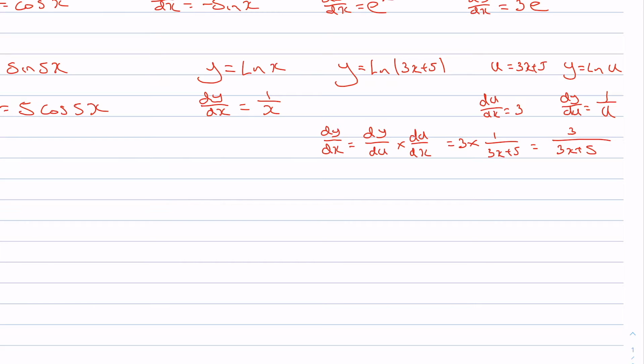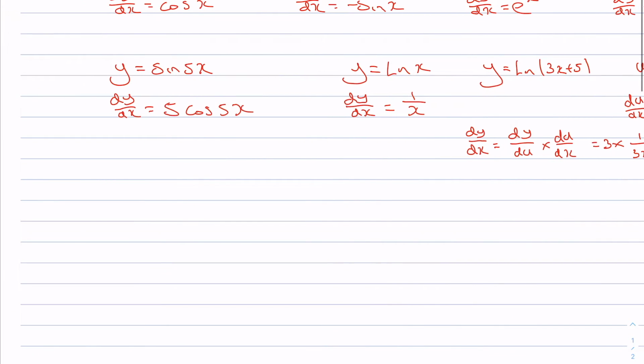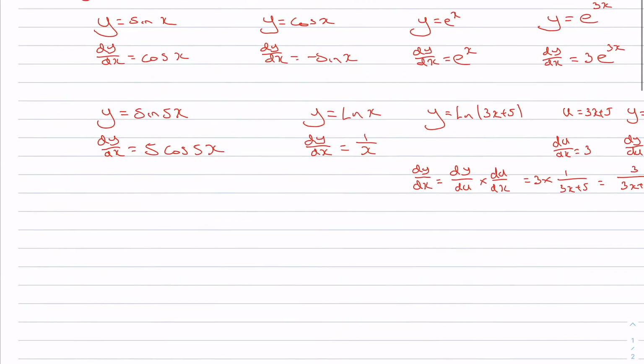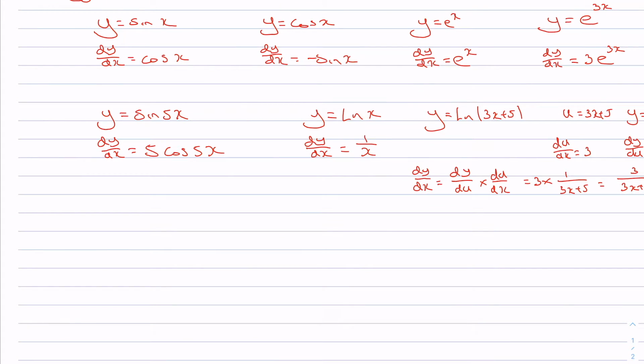Notice if I were to integrate this, it would take us back to here. If I integrate this, it will give me ln of 3x plus 5. We need to take the integral of this, so that means multiplying by 1 divided by 3, which is why the 3 cancels out. And that's the answer. That's just an extra one.